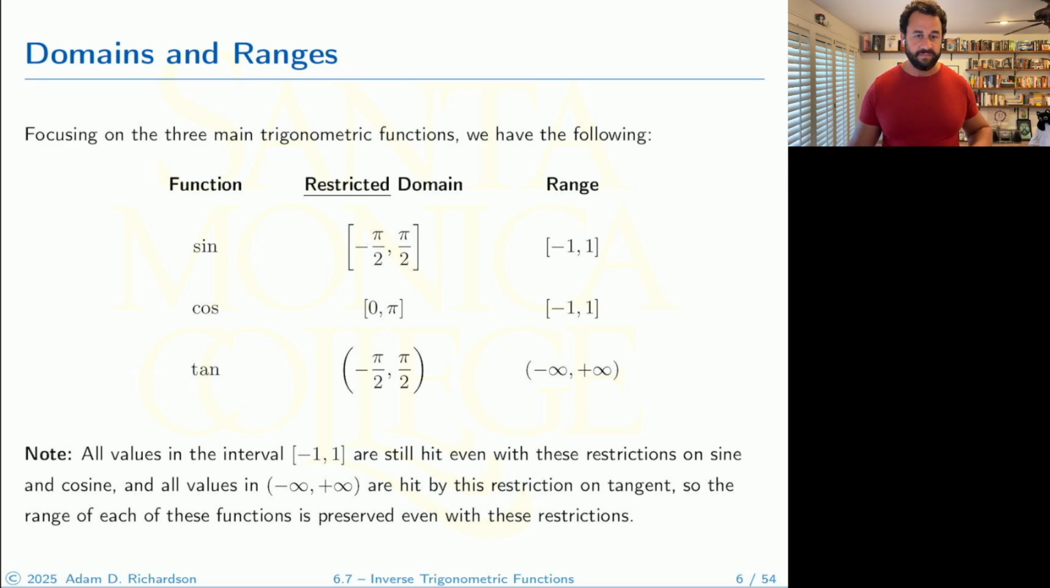That's the idea. All right, so similarly for tangent, we're making this restriction to -pi/2 to pi/2, but we're not losing any possible output values by making that restriction. We're still going to hit every value between -infinity and +infinity. So in that sense, these restrictions are not bad because we're not losing any output data. All the output data is still preserved.